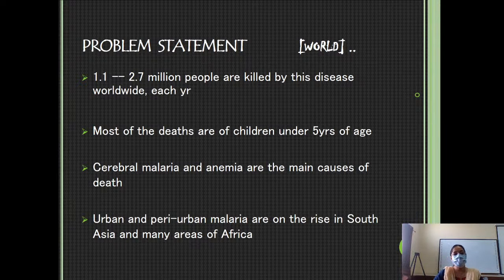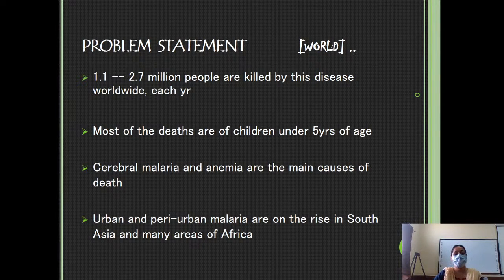Then there are reports coming from South Asia and many areas of Africa that urban and peri-urban malaria is increasing, and you know that very well. Even if you look at the condition in India, in most of the urban areas, there is huge mosquito density. Because of this, propagation of the disease has become very easy, and most of the mosquitoes are moving towards the cities because the population density is high, and various breeding grounds are present there, particularly for dengue, and for malaria also.